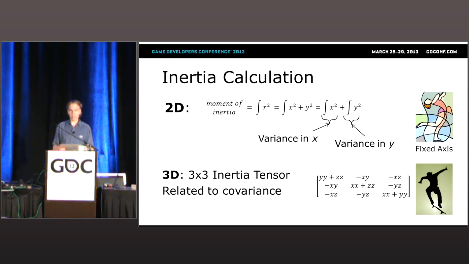We have a 3x3 matrix known as the inertia tensor that describes the motion of an object, and the form of that is shown in the bottom right. And there's a close relationship between this matrix and the covariance matrix. So in order to compute inertia, we're actually going to compute covariance, because with one, you have the other, and vice versa.